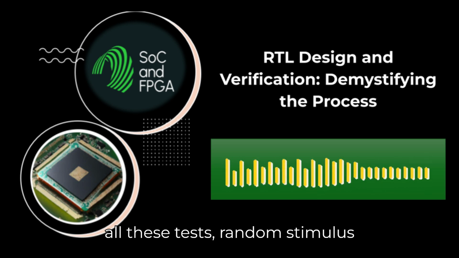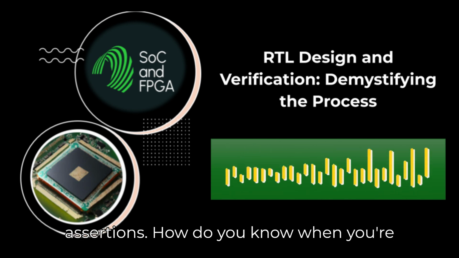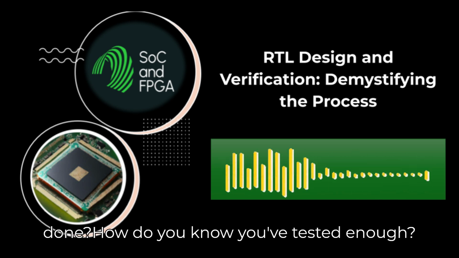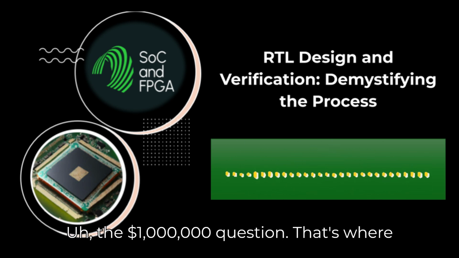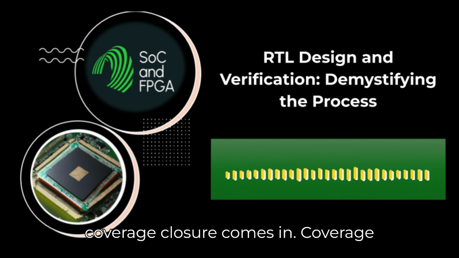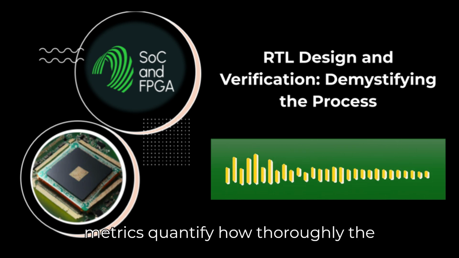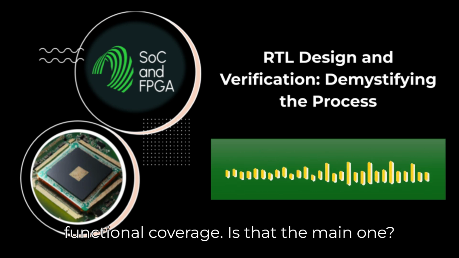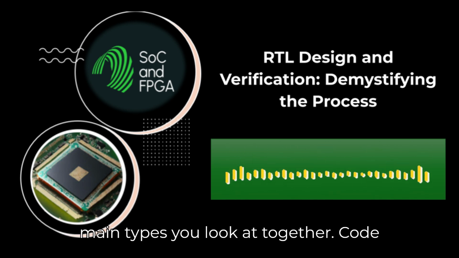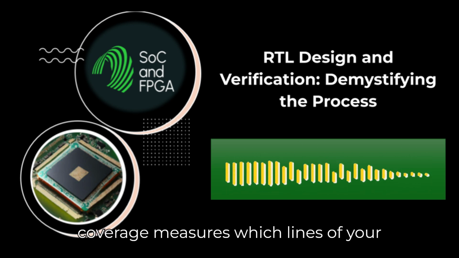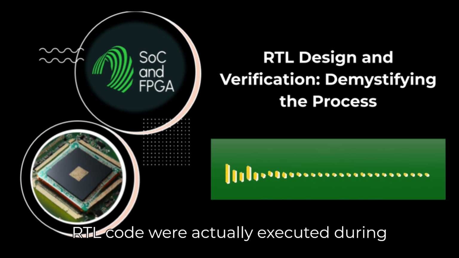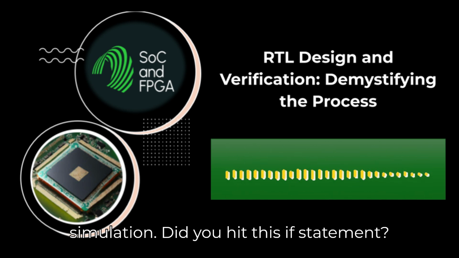Okay, so you run all these tests, random stimulus, assertions. How do you know when you're done? How do you know you've tested enough? The million-dollar question. That's where coverage closure comes in. Coverage metrics quantify how thoroughly the design has been exercised. You mentioned functional coverage. Is that the main one? It's a crucial one, but there are two main types you look at together. Code coverage measures which lines of your RTL code were actually executed during simulation. Did you hit this if statement, this case statement?